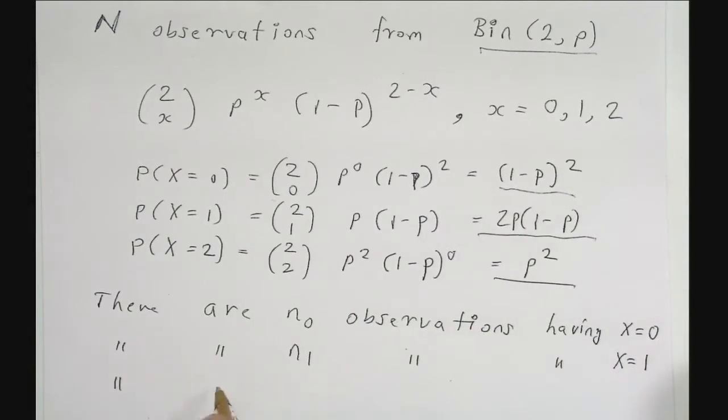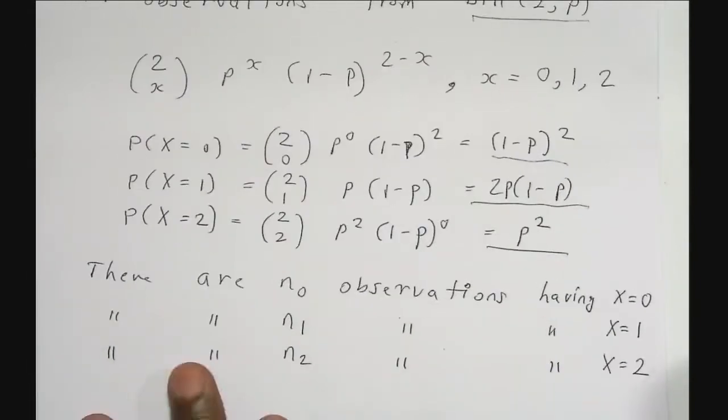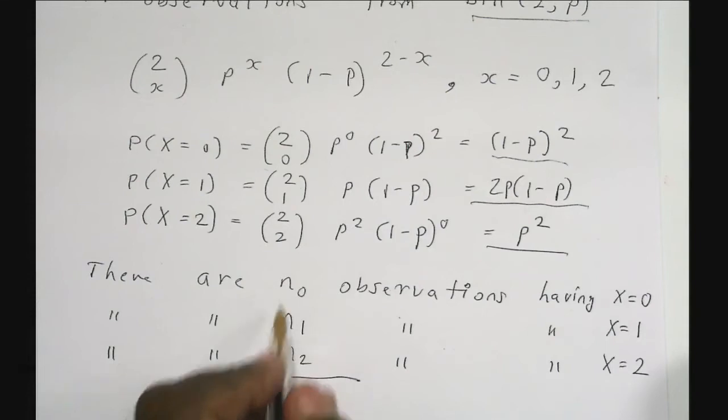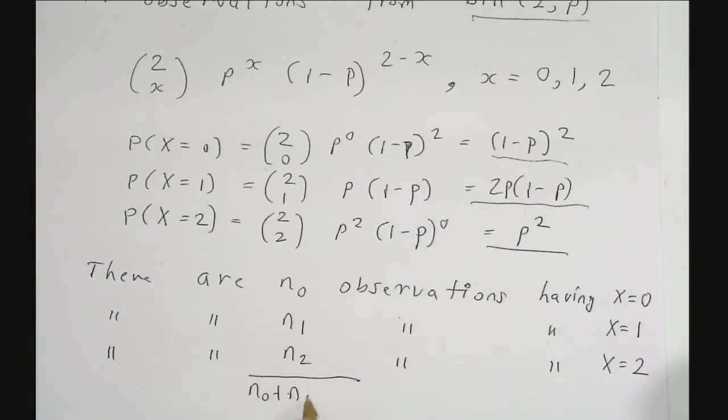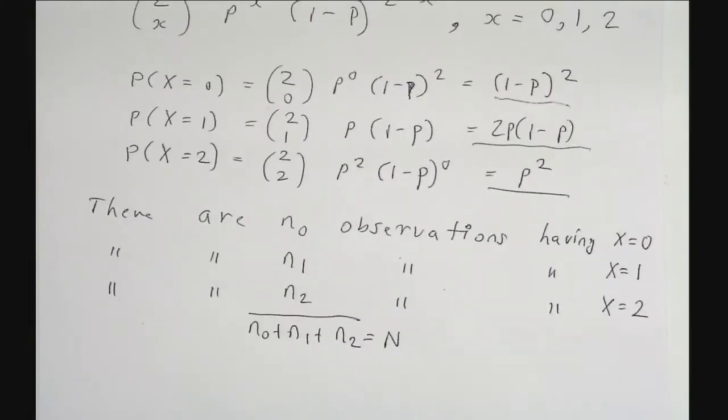And it also said there are n2 observations having x equal to 2. So the total number, which is this plus this plus this, is equal to capital N, right? There are capital N observations. Out of the capital N, little n0 observations have x equal to 0, little n1 have x equal to 1, and little n2 have x equal to 2. That's what the question said. Now the ultimate question was to find the MLE of P.